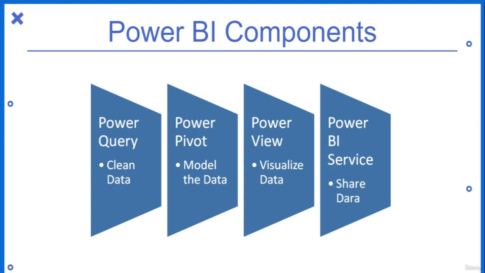Next, we have Power Pivot that helps us to model the data as per our requirements. Usually the data is present in a different format, but we may need it in a different format as per our requirements. So we model the data using Power Pivot. Third is the Power View, which helps us to create visualizations from the data. The different types of charts like the bar chart, column chart, area chart, pie chart, donut chart, or any other visualization like a table can be created with the help of Power View.